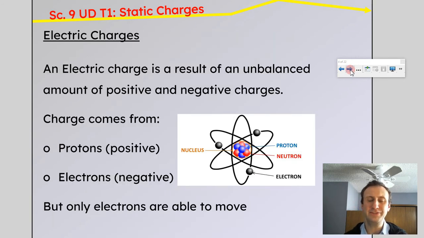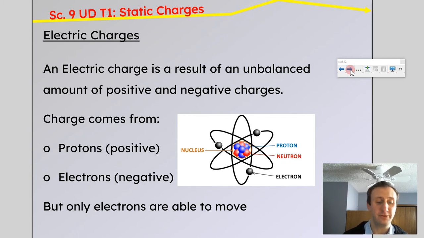So what is static electricity? What is electric charge? Well, an electric charge is a result of an unbalanced amount of positive and negative charges. So when we have something that has a static or an electric charge, then that means that there is an unbalance between positive protons and negative electrons.